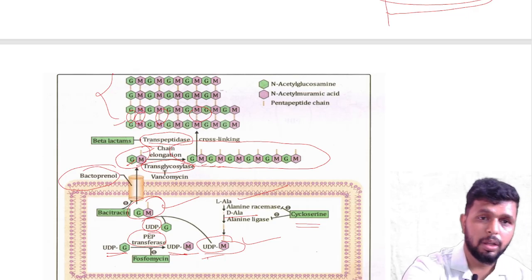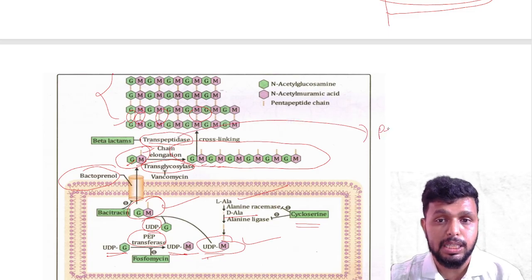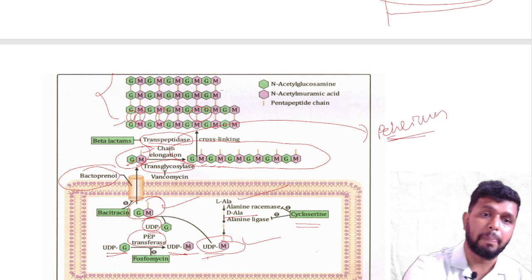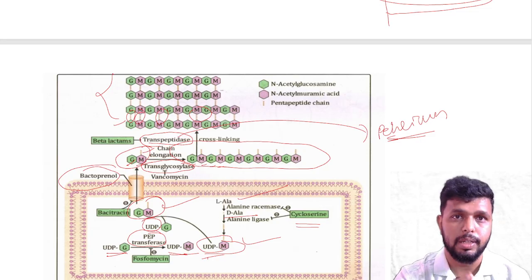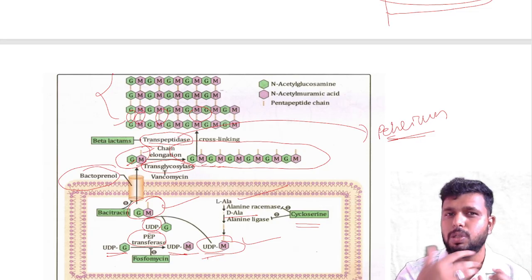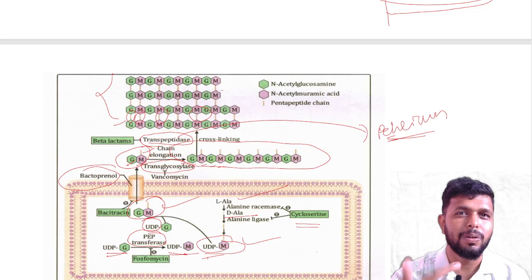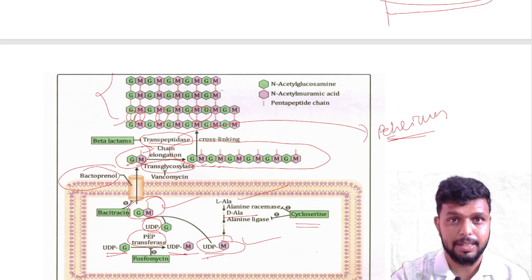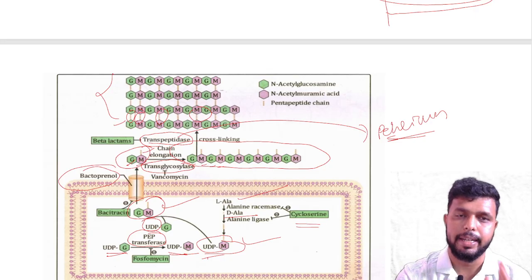Okay. Now here the penicillin antibiotic inhibits the transpeptidase enzyme. If there is no transpeptidase, then there is no cross-linking of the peptidoglycan chain. If there is no cross-linking of the peptidoglycan chain, then the cell wall is not strong. Then the cell wall becomes weak. Then the bacterial cell will die. This is the exact mechanism of action of penicillin antibiotics.